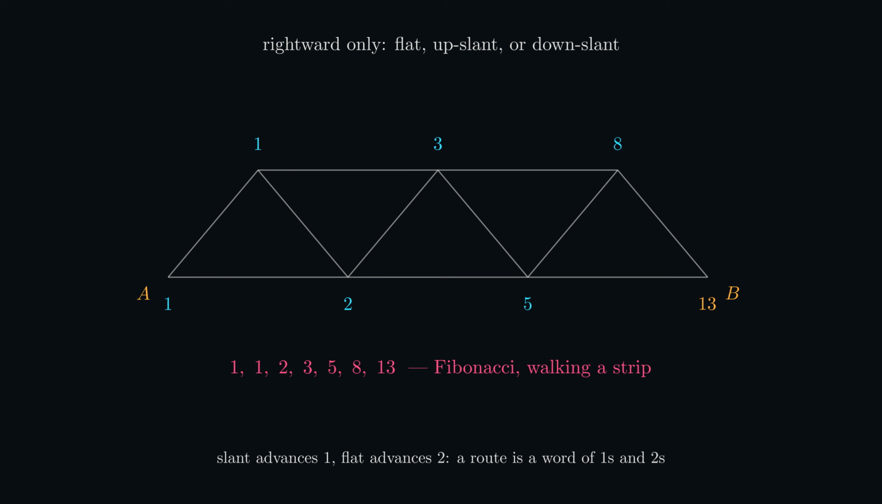Why? A slanted step advances you half a triangle's width. A flat step advances a whole one. So a route is a word of ones and twos adding to the strip's length, and such words obey the Fibonacci recursion. End with a 1 or end with a 2.